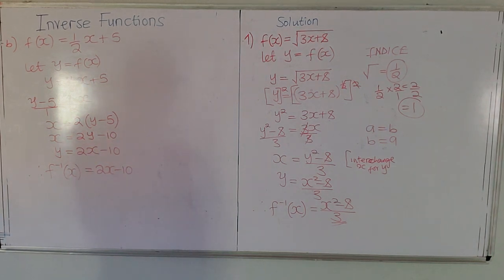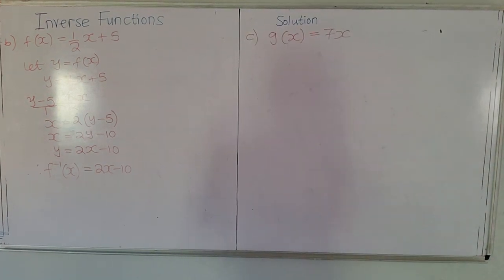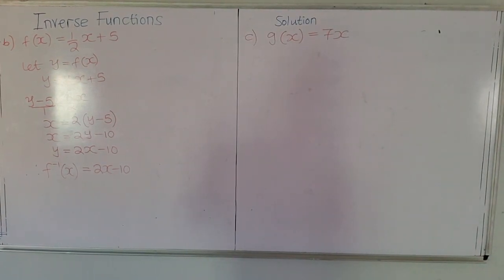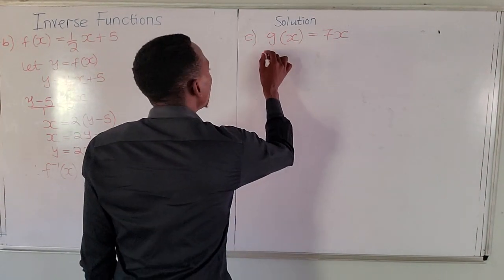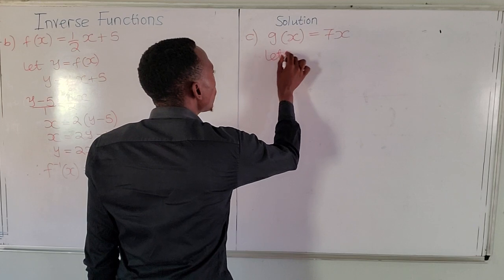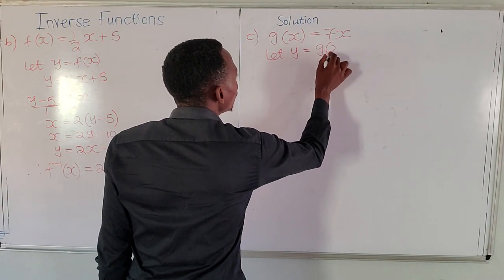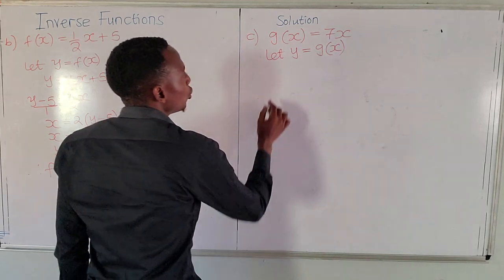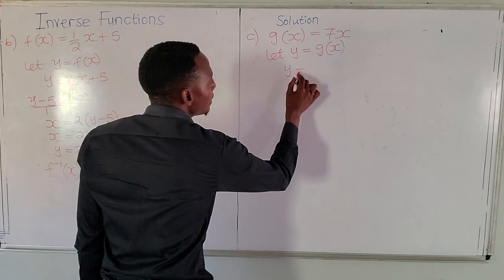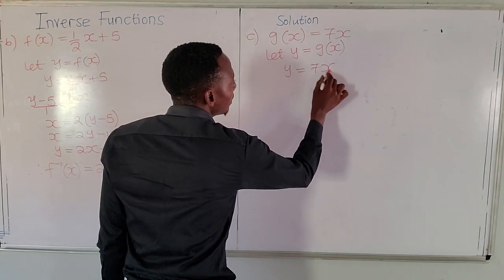So what will be next? Let us take a look at the third example. So the third example is g of x is equal to 7x. So what do we do? Again, we let y be equal to g of x. So it means that now it has become y is equal to 7x.